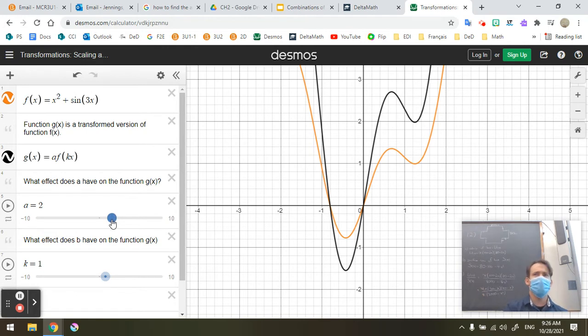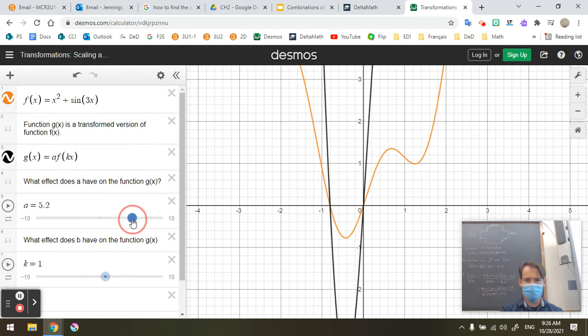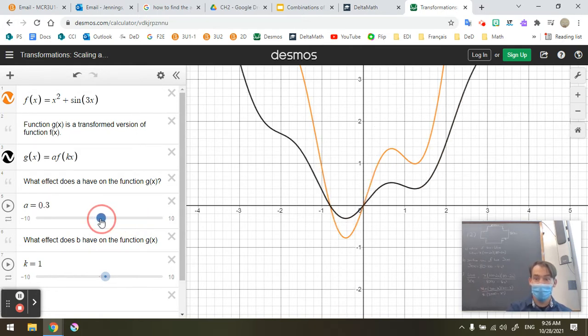How would you describe that using the English language? Thinner. What's happening to it in the vertical dimension? Stretch. It's being stretched in the vertical dimension. What about if a becomes very close to 0? Compressed. It's being compressed vertically, yeah.